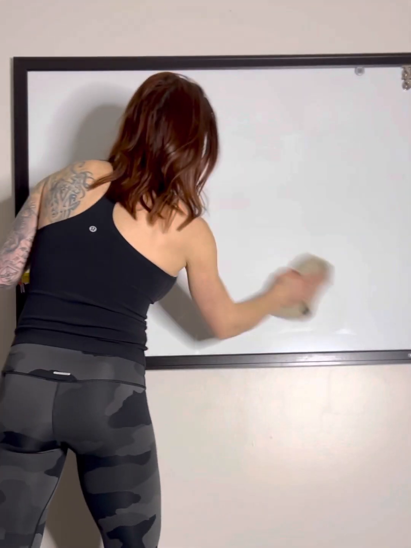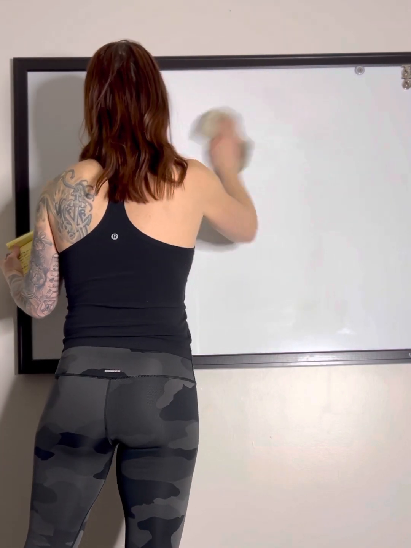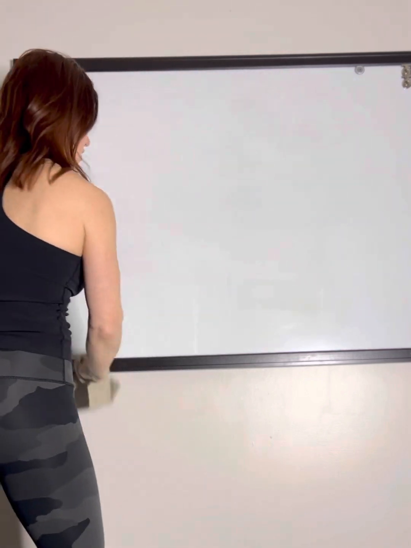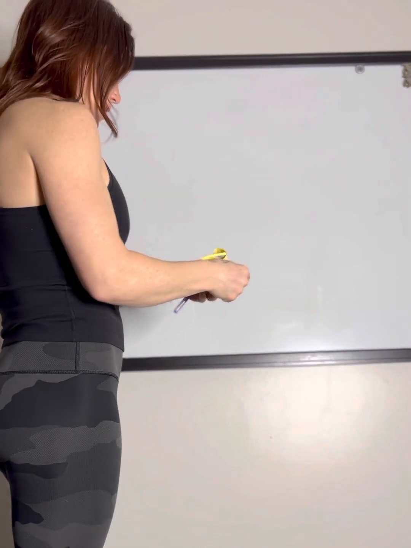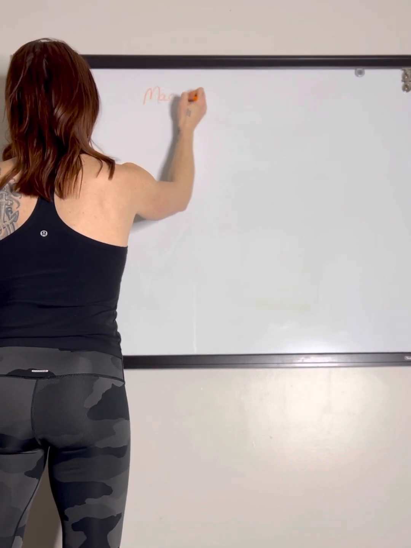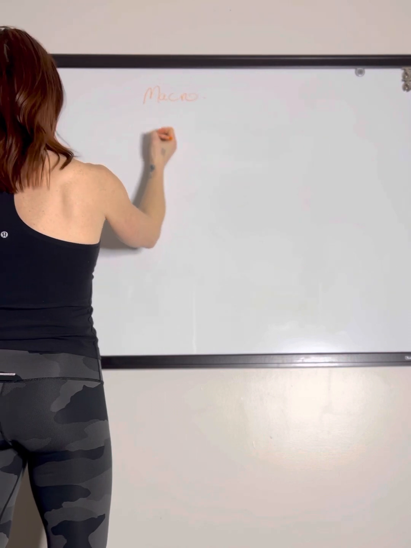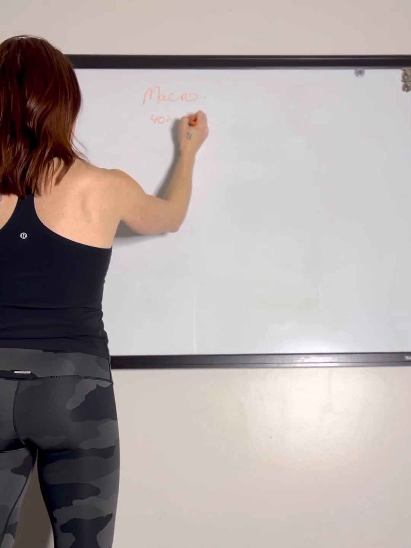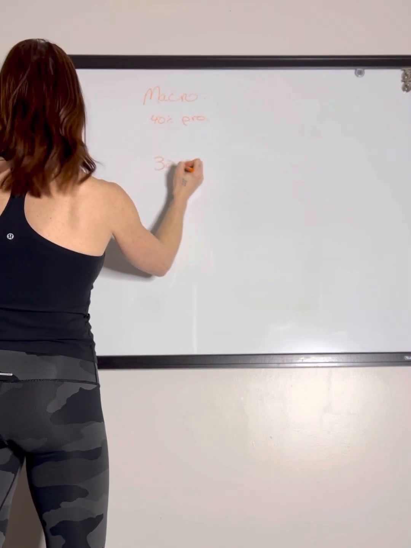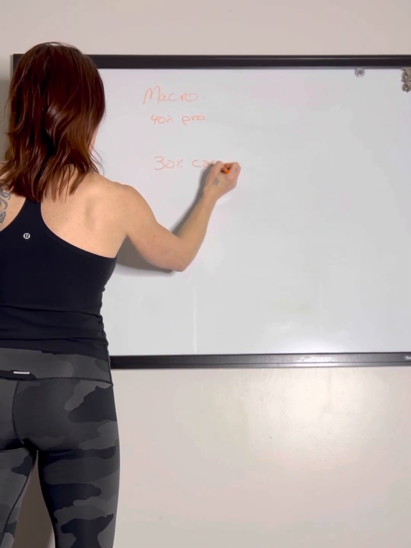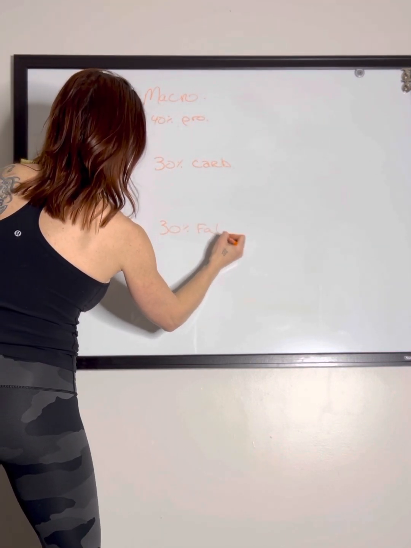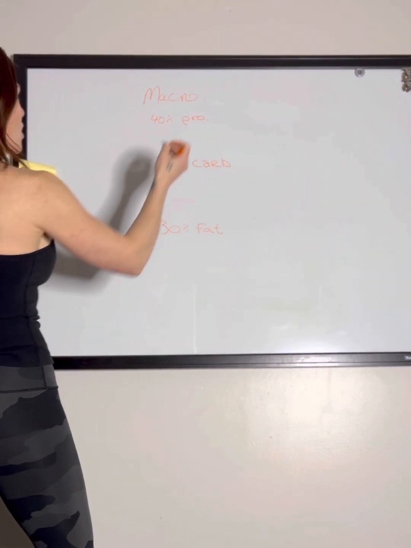So going into figuring out how many macronutrients you need, our PDF from last week talked about proteins, carbs, and fats. Pretty basic macro rule. The macro breakdown is 40% protein, I just use the abbreviation PRO, 30% carb, and 30% fat.